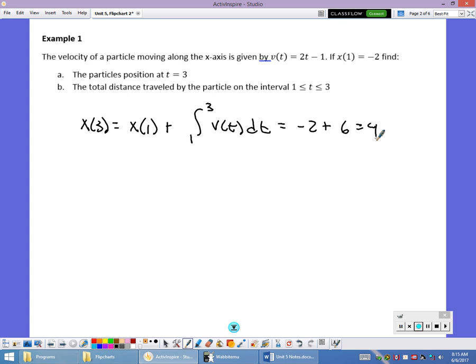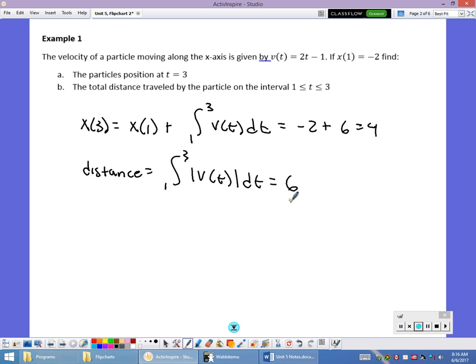And the second part, the distance traveled, is going to be given by the integral from 1 to 3 of the absolute value of the velocity. On that interval, the velocity was never negative, so that's just 6. That was that integral that I found first.